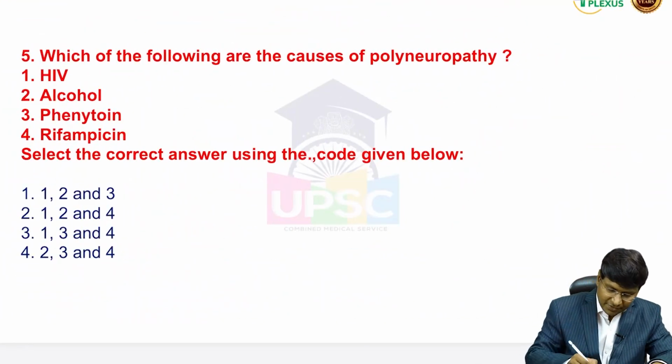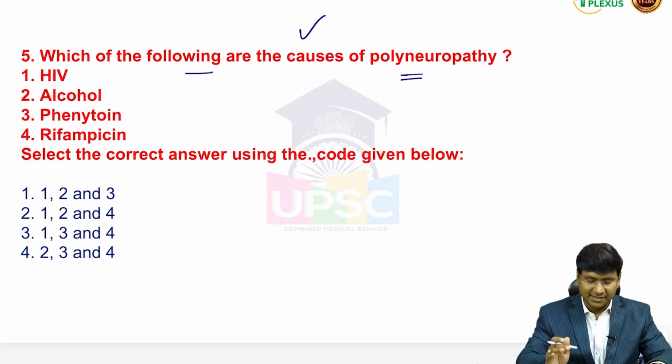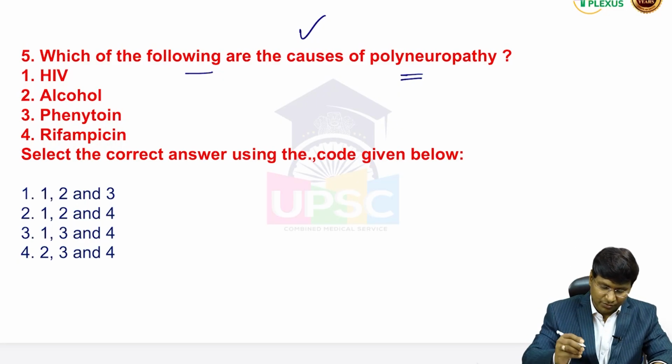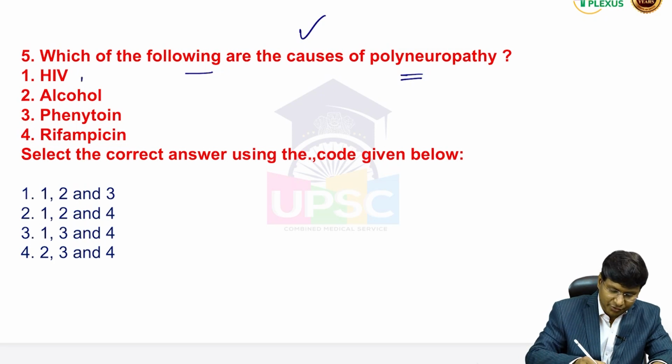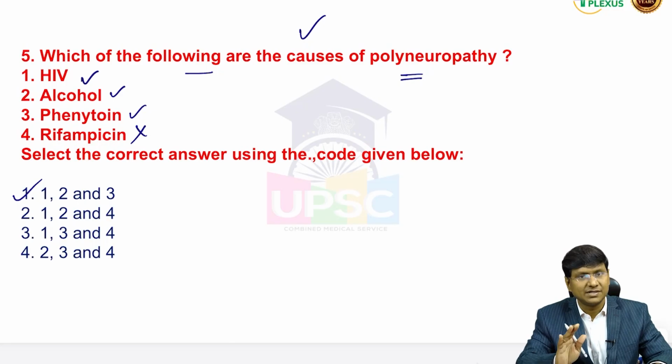Next question. Which of the following are the causes of the polyneuropathy? HIV, alcohol, phenytoin, rifampicin. Select the correct answer using the code given below. The ones responsible for the development of polyneuropathy are HIV, alcohol as well as phenytoin, but not the rifampicin. So the correct answer is 1, 2 and 3.